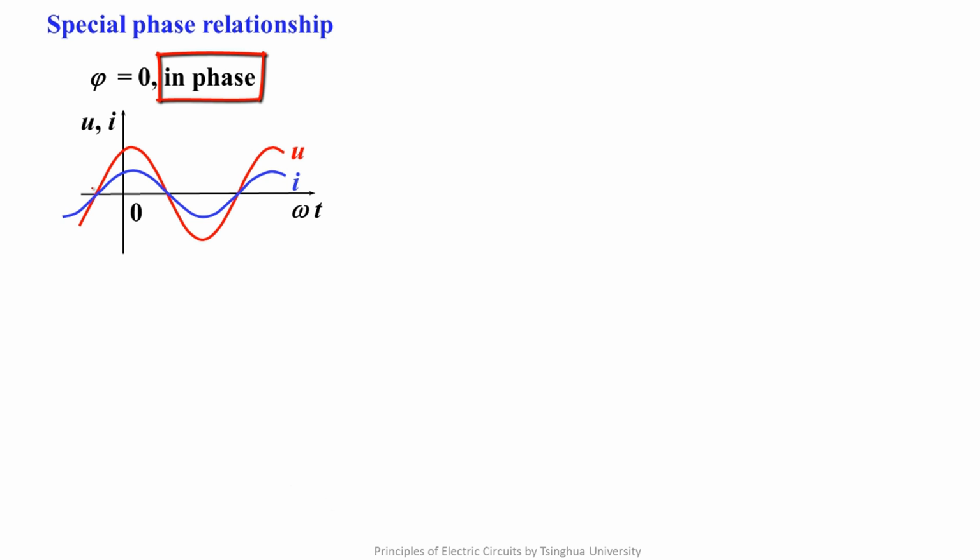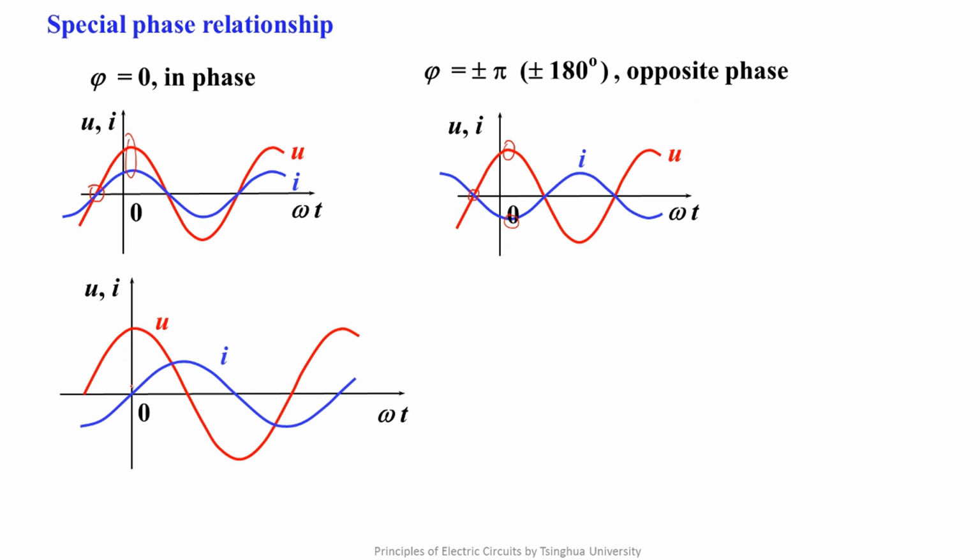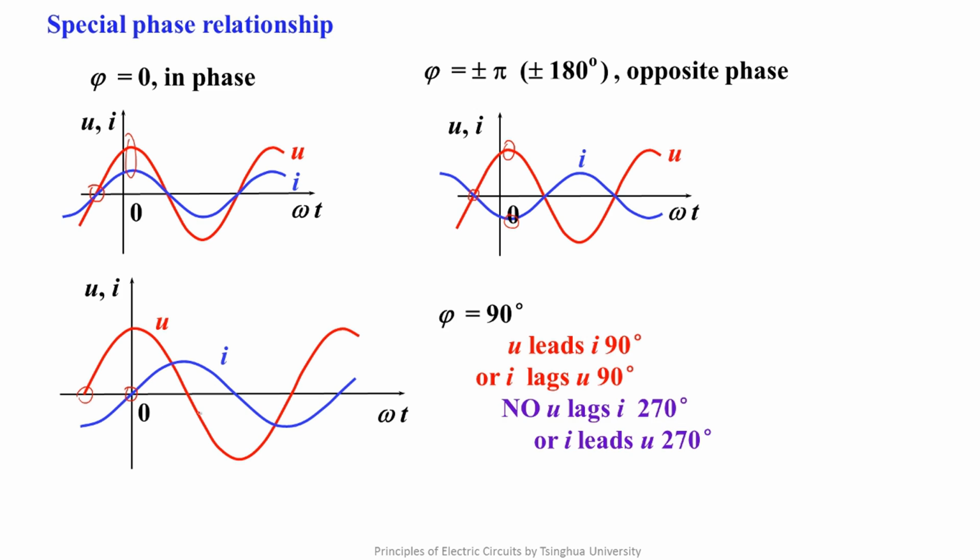Next, we will discuss three special phase relationships. The first one is in phase. From the waveform, you can see the voltage and the current pass through the same phase point at the same time. The second is opposite phase. At this time, voltage passes through the 0-degree phase point and the current passes through the 180-degree phase point. Similarly, at this time, the phase of voltage is 0 degrees and the phase of the current is minus 180 degrees. In the third condition, u leads i by 90 degrees, or i leads u by 270 degrees. According to the discussion on initial phase angle, the maximum of the initial phase angle and the phase difference must be no greater than 180 degrees.